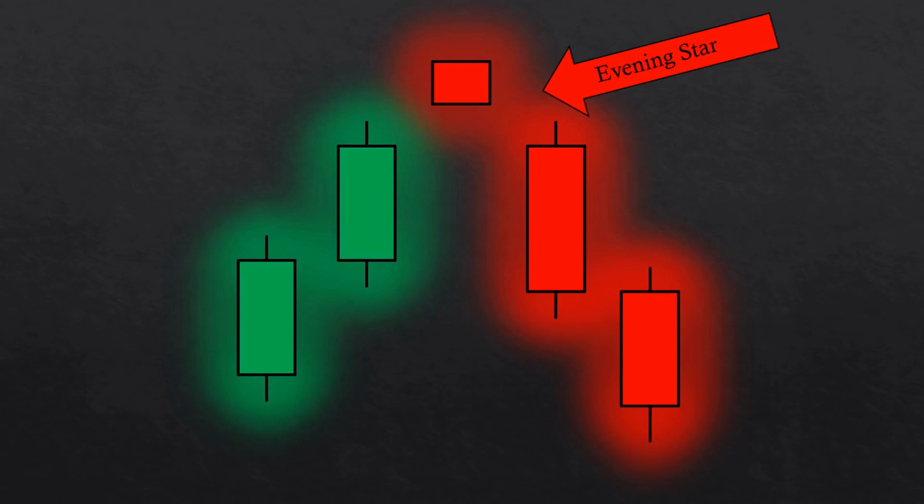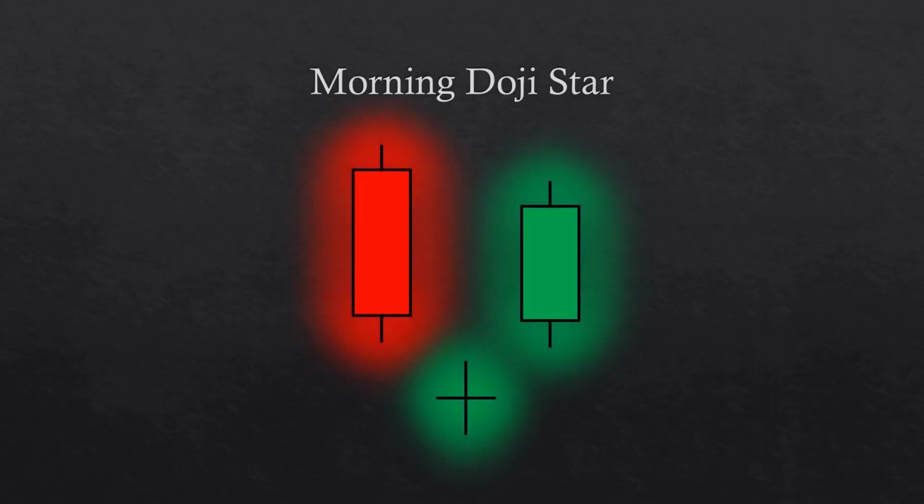The next 2 patterns are very similar to the morning star and the evening star. The difference lies in the shape of the second candle in the pattern, meaning the candle that is in the star position. The first pattern is called morning doji star. The difference between the morning star and the morning doji star is that the second candle is a doji instead of a small bullish candle.